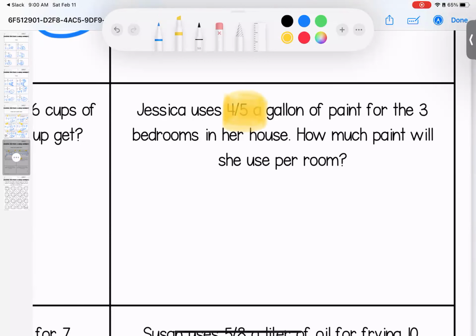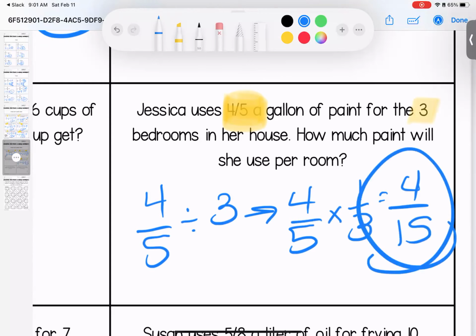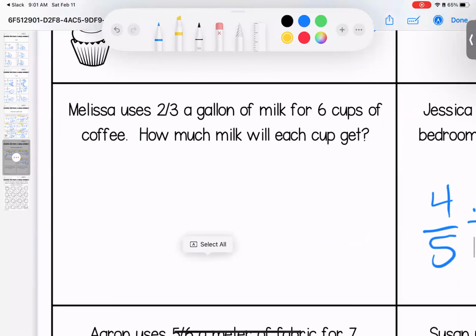Jessica uses 4/5 of a gallon of paint for 3 bedrooms. How much paint will she use per room? 4/5 of a gallon is divided between 3 rooms. Keep, change, flip. She's going to use 4/15 per room. Melissa uses 2/3 of a gallon of milk for 6 cups of coffee. How much milk will each one get?